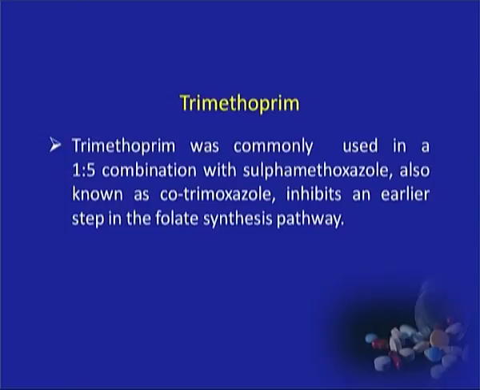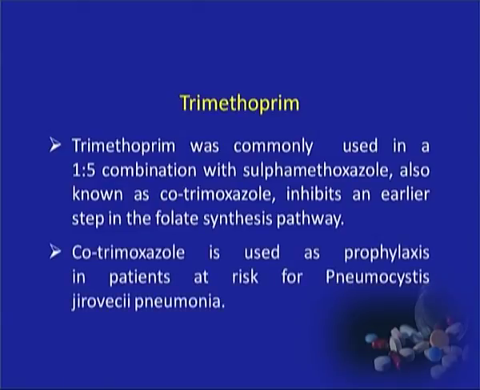Trimethoprim was commonly used in a 1:5 combination with sulfamethoxazole, and it is known as cotrimoxazole. It inhibits earlier steps in the folate synthesis pathway. Cotrimoxazole is used as prophylaxis in patients at risk for Pneumocystis jirovecii pneumonia.